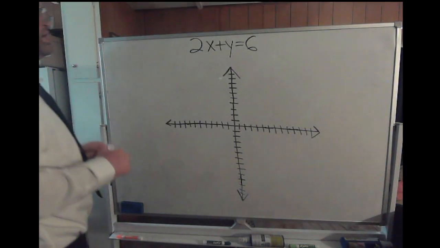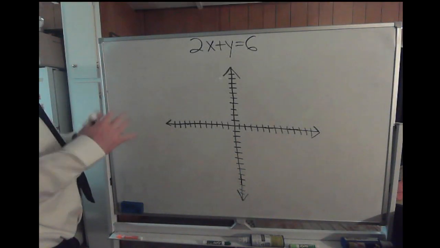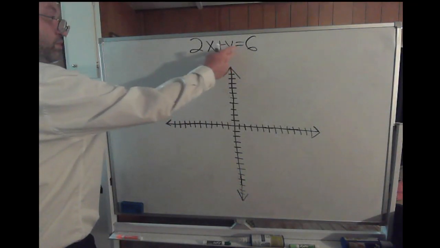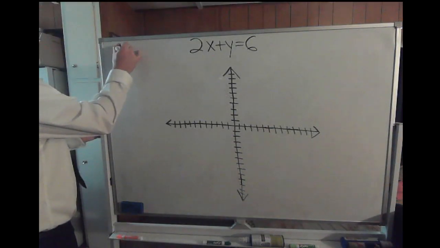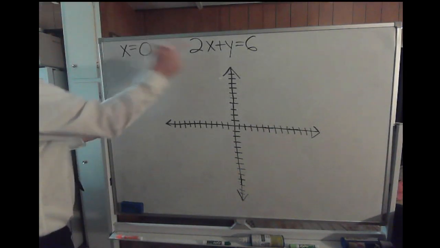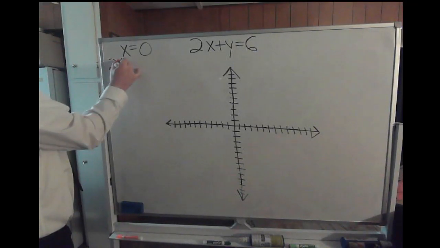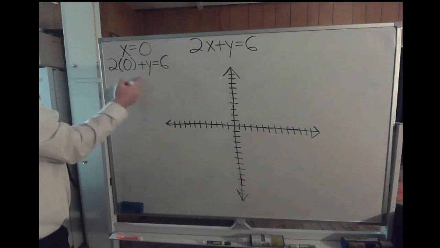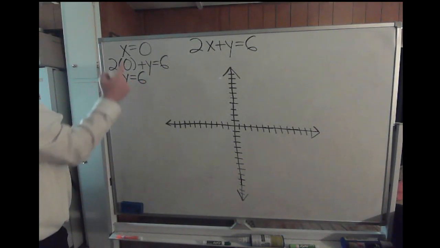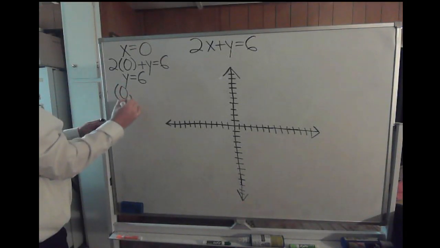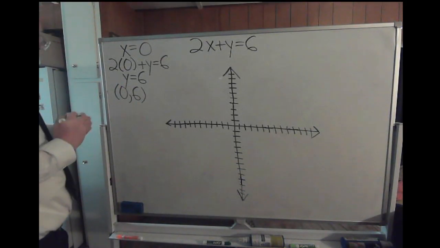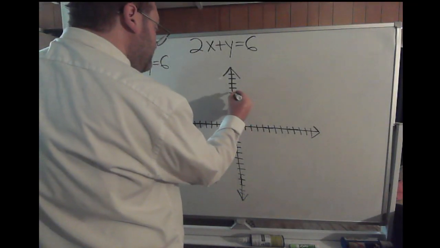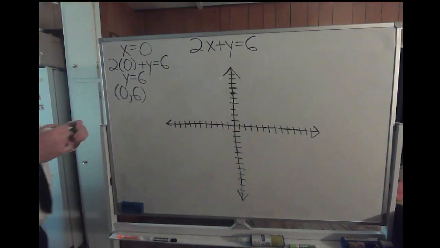Now, let's go ahead, find the y-intercept. It doesn't matter which one you find first, just pick one and start. Find the y-intercept, which means you solve for y, so you set x equal to 0. Put that into your equation. You'll get 2 times 0 plus y equals 6. Well, 2 times 0 is 0. You're literally left with y equals 6. So when x is 0, y is 6, you get the ordered pair 0, 6. So go ahead and plot that at 0, 6, which will be right there.